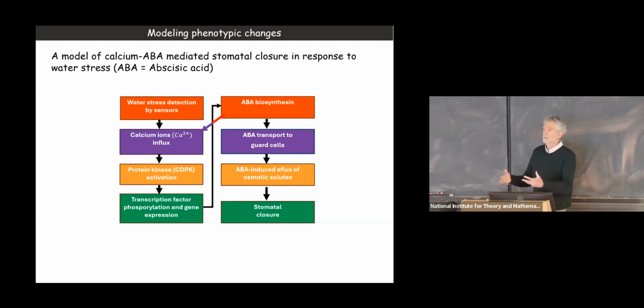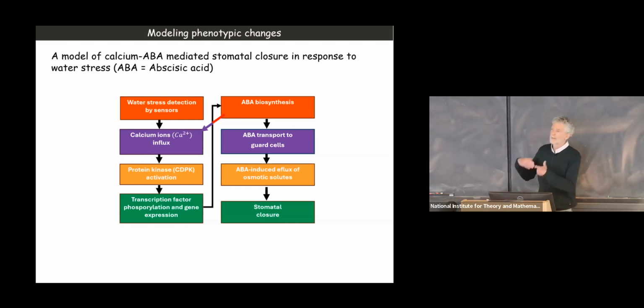Those calcium ions, when they accumulate in the cytoplasm, bind to protein kinase and activate it. Protein kinase catalyzes the transfer of a phosphate group from ATP to a target molecule. In that case, the target molecules are a transcription factor for gene expression, eventually for the synthesis of the hormone abscisic acid, or ABA in short.